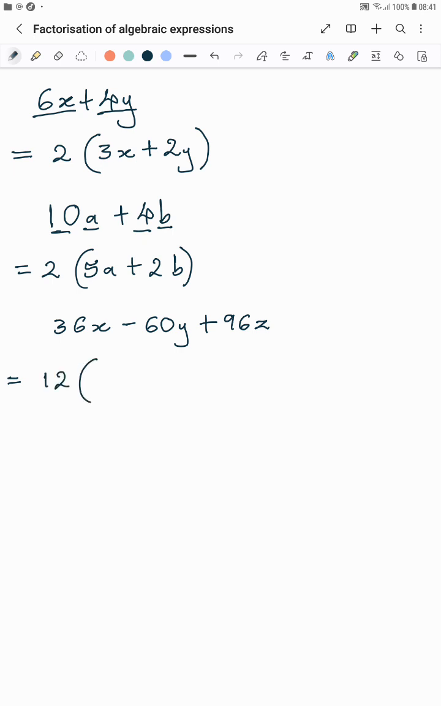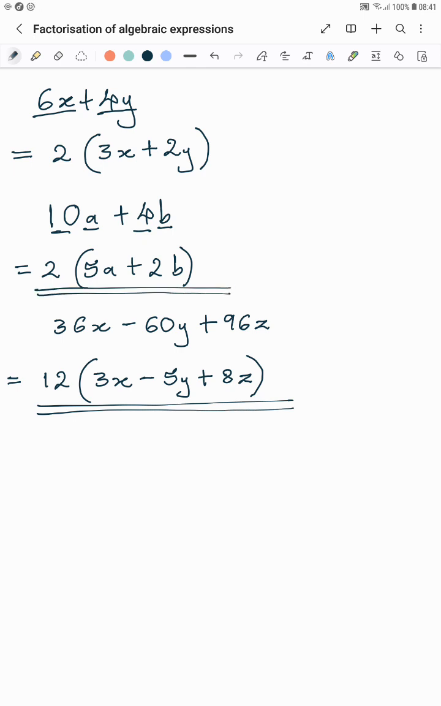So if we divide 36x by 12, what are you going to get? You're going to get 3x. And if you divide 60y by 12, you're going to get 5y. And if you divide 96z by 12, you're going to get 8z. So here you will be done with your factorization, right? Let me just underline my answers here.